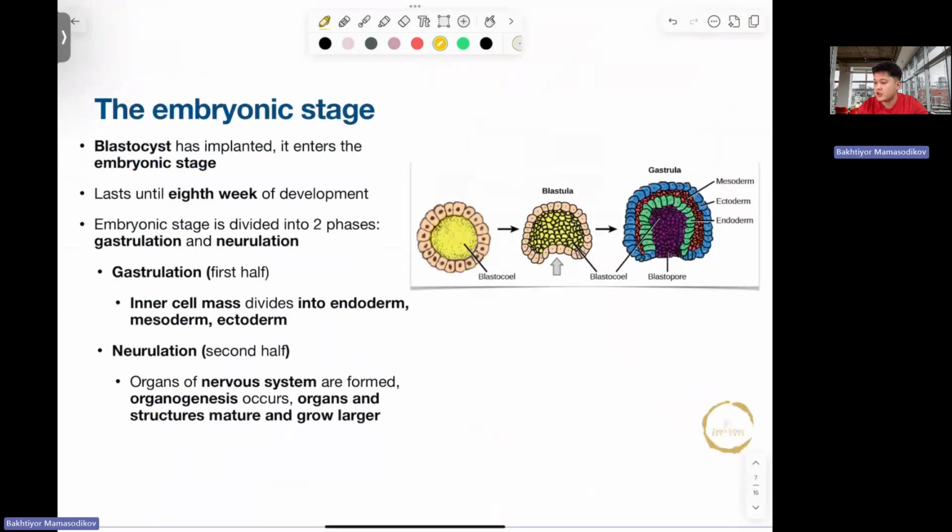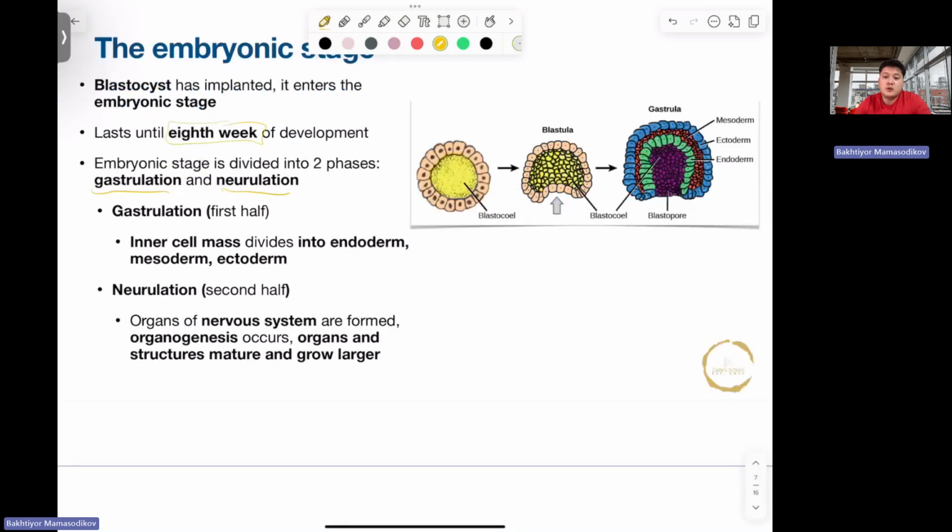So the embryonic stage is divided into 2 stages. The first is gastrulation, which is a 4-week duration, and the second is neurulation, which is also 4 weeks. So that means the embryonic stage is 8 weeks. When the blastocyst is implanted, it enters the embryonic stage, and the next 8 weeks, which is equal to 2 months, will be the embryonic stage. So what is gastrulation?